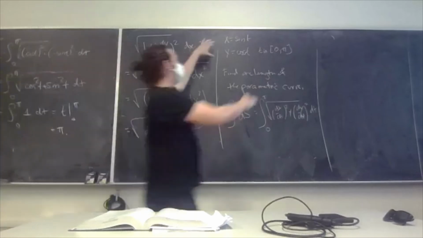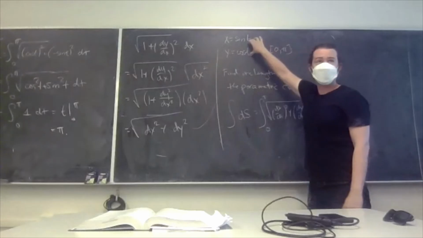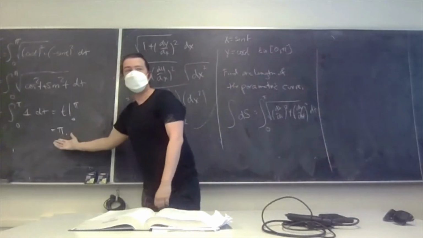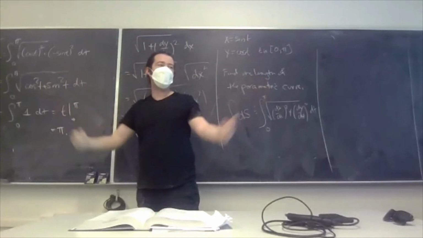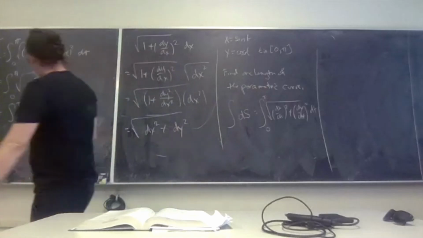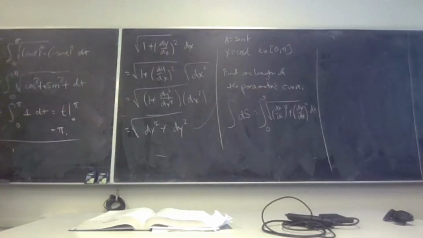Because remember last time we showed that this was a half circle, right? It's a half circle of radius 1, so its circumference is 2 pi, and we did half of it, so pi. All right, so that's arc length.